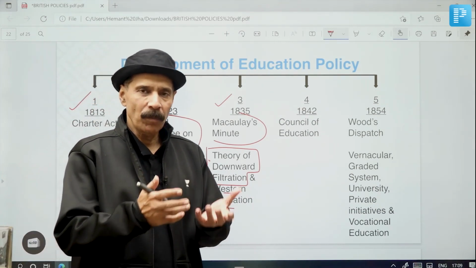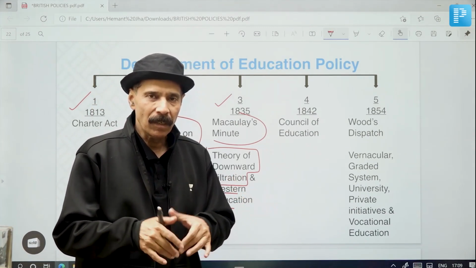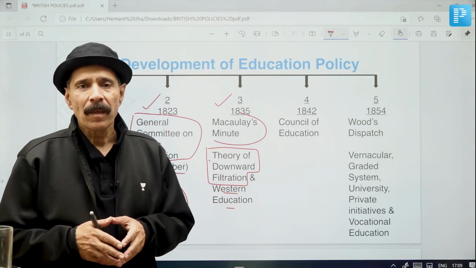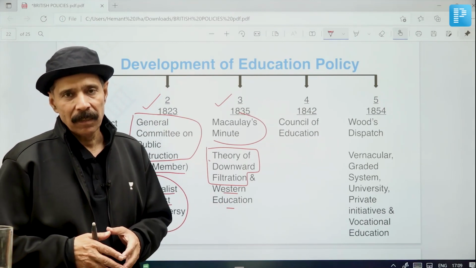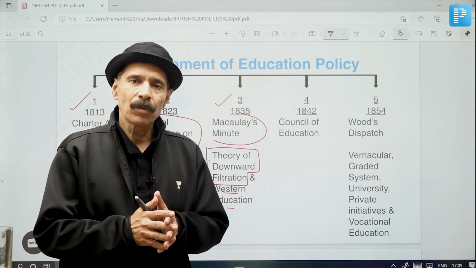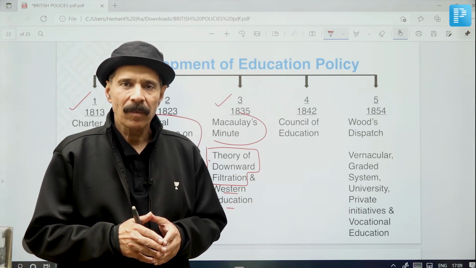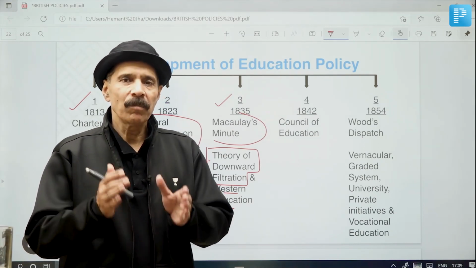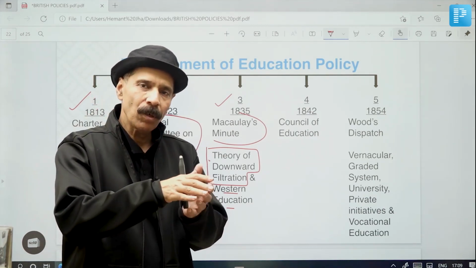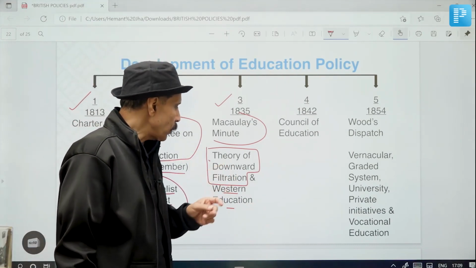They presented the objective. I mean, those Britishers who were supporters of Western education, whose main protagonist was Thomas Macaulay. So they presented the idea that the education would be imparted to the top, the elite of the Indian society. And from this top class and the elite class, education will percolate down to all the Indians. This theory is known as theory of downward filtration.